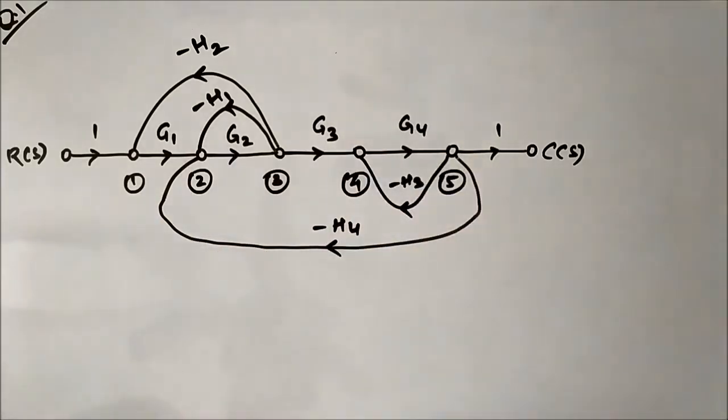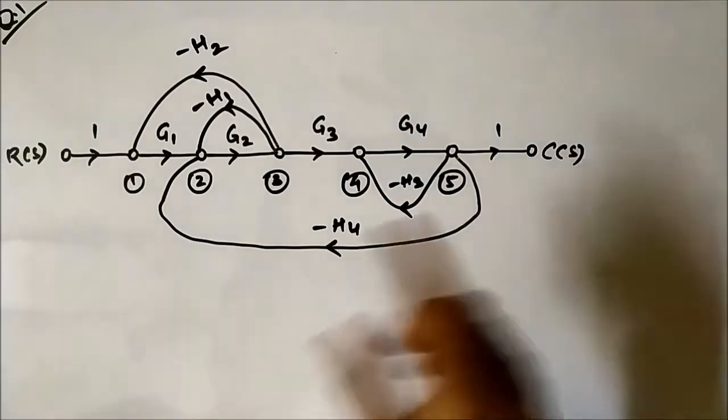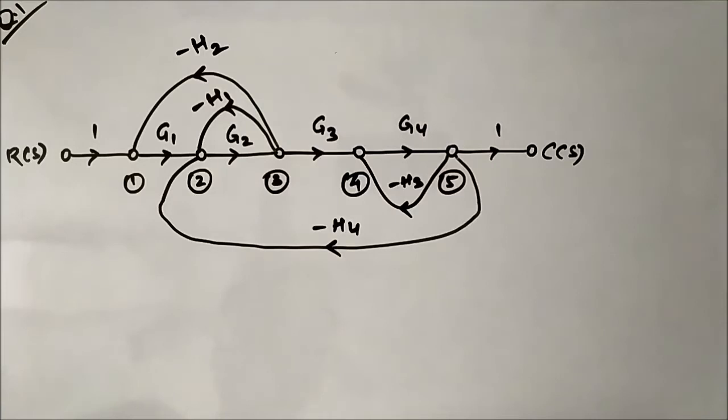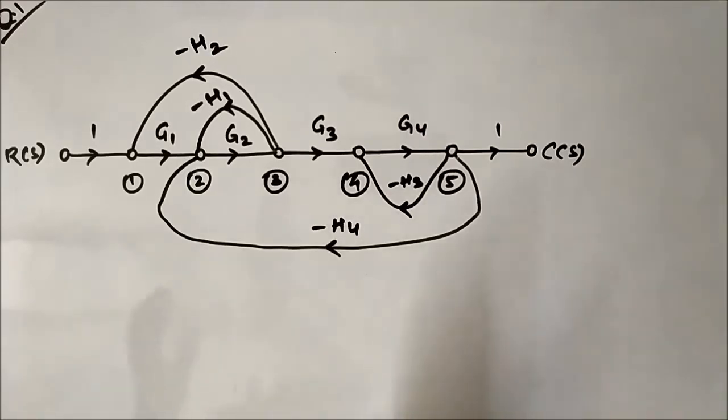So here we have the signal flow graph. R(s) is the Laplace transform of the time domain input and C(s) is the Laplace transform of the output. We have to determine the transfer function C(s)/R(s) using Mason's gain formula. I have already posted videos related to signal flow graph basics and Mason's gain formula, so please check out those two or three videos in order to understand the basics and then come to this video.